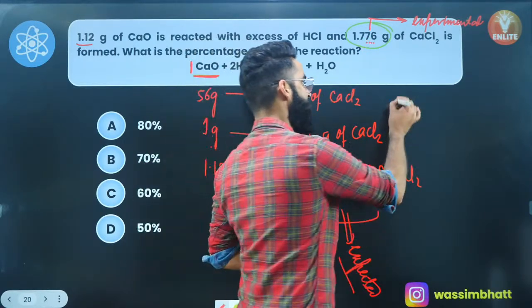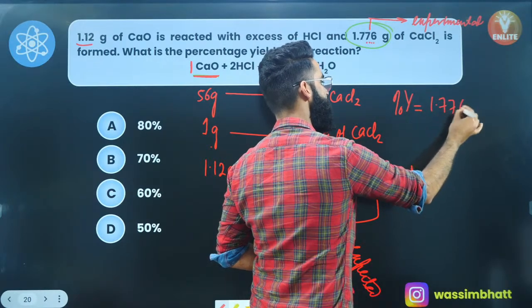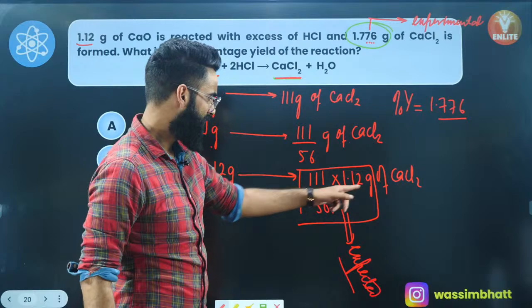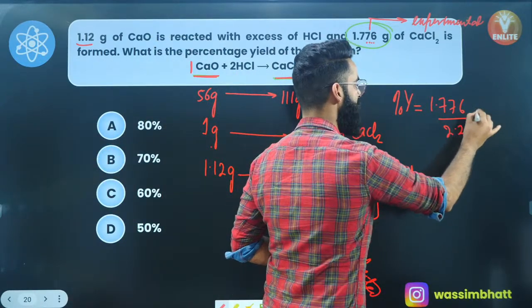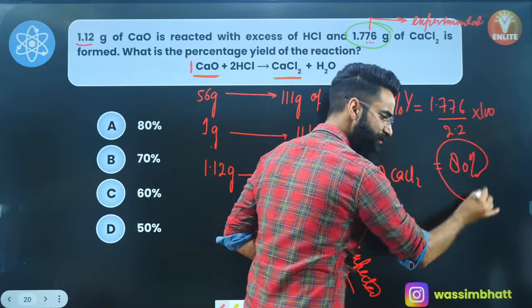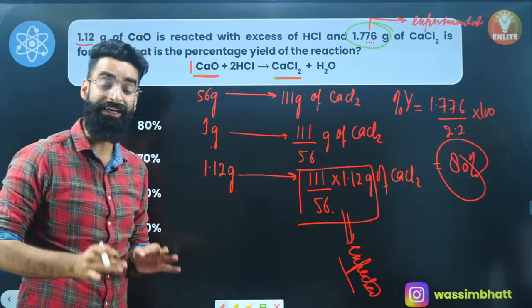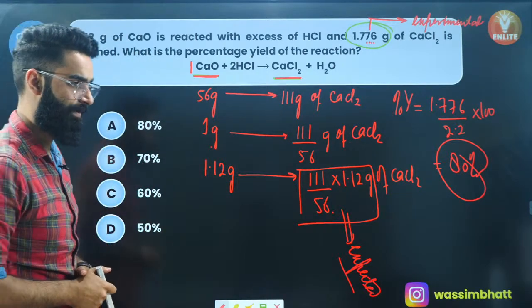So in order to calculate the percentage yield of the reaction, I'll be writing experimental amount 1.776 divided by expected amount. Well, I think this value will approximately come out to be 2.2, right? 2.2 multiplied by 100. When you solve this term, the value comes out to be approximately 80%. So 80% is basically the percentage yield of this particular reaction which was given to us, right?